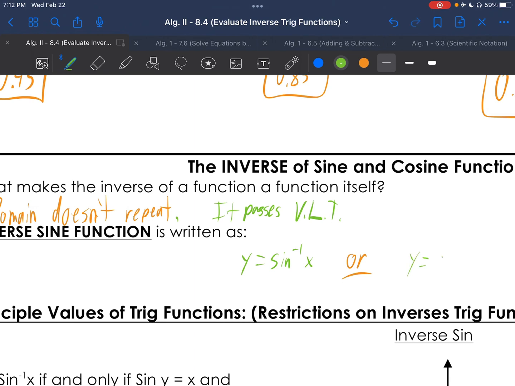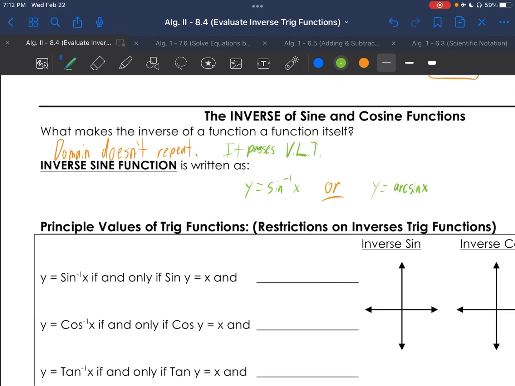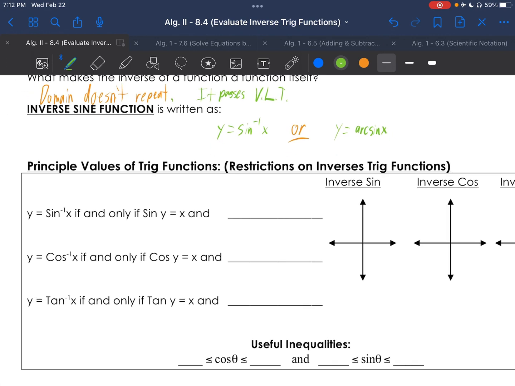Y equals arc sine of x. Arc sine and inverse sine are the same thing. They're just two different ways to say the same thing. So heads up, if you ever see one or the other, they're just the same. Very interchangeable terms.